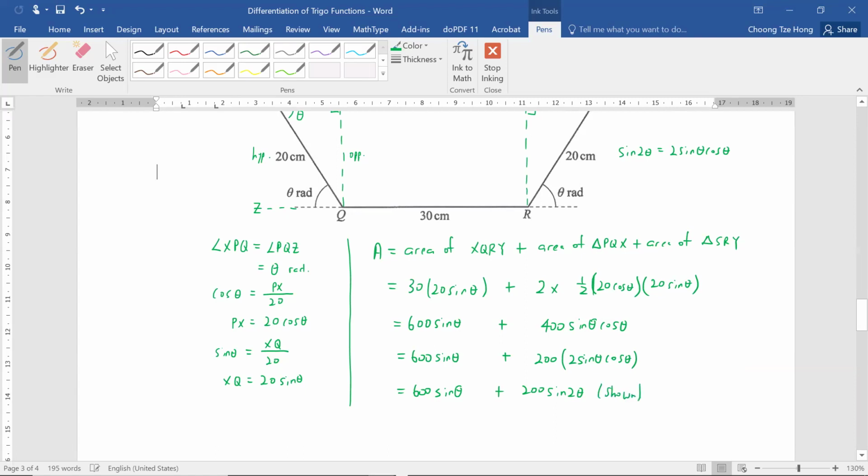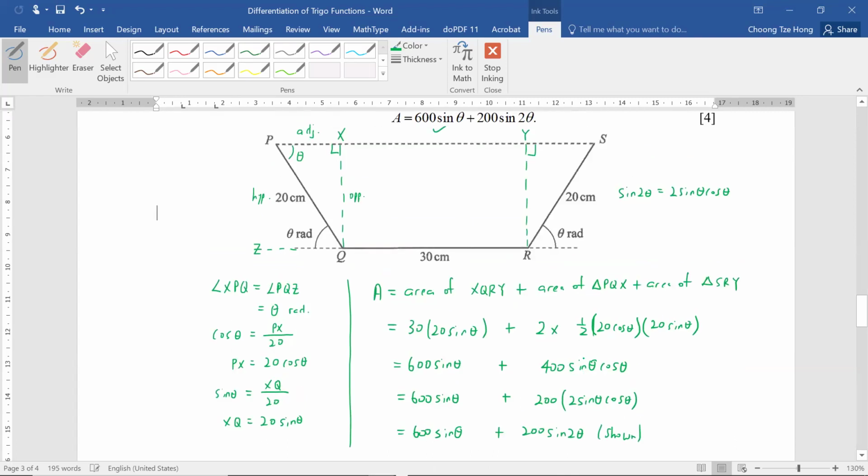So it's not too difficult. For this kind of question, just think about how you can find the area by dividing up the figure, and then how you can involve the angle theta. So it's often via trigo ratio, for questions such as this. Let's look at part B of the question.